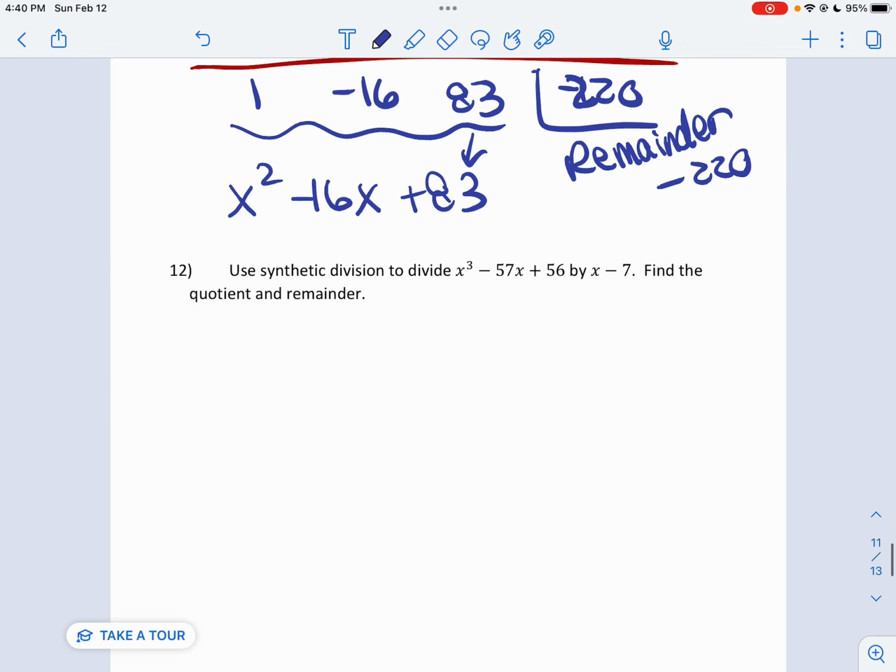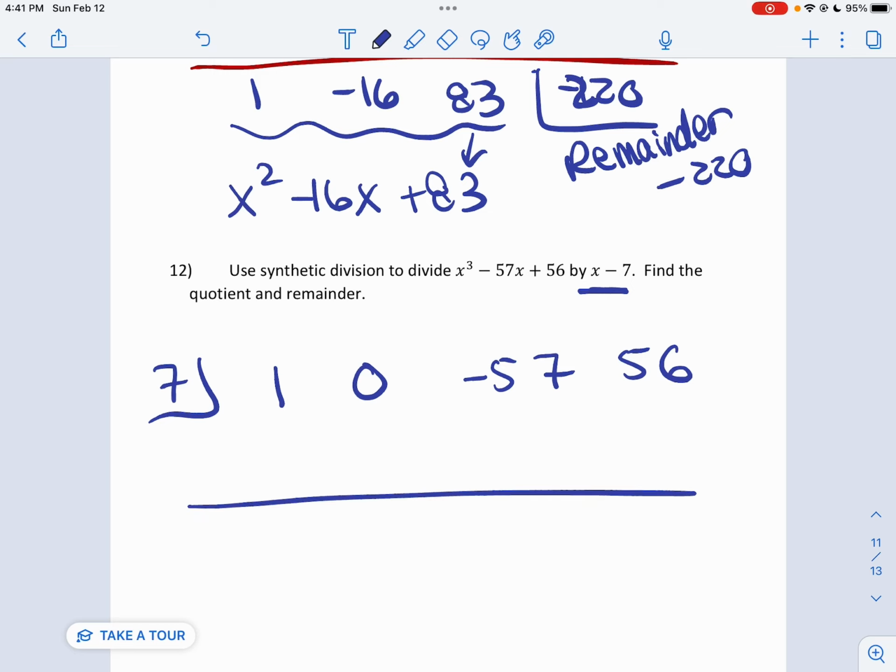All right, well, let's do one more example. This is a linear binomial, so I can put the root in the corner. I put the coefficients across the top. Notice I need a placeholder for the one that's missing, which is x squared. I bring this number down. Multiply by what's in the corner, add. Multiply by what's in the corner, add. Multiply by what's in the corner, add.